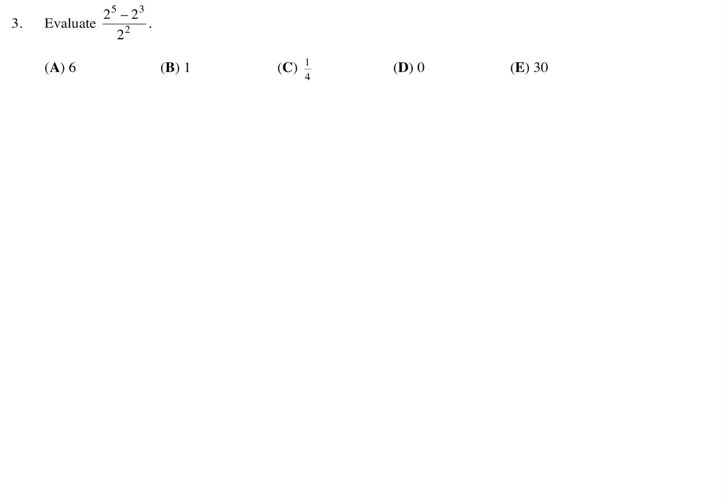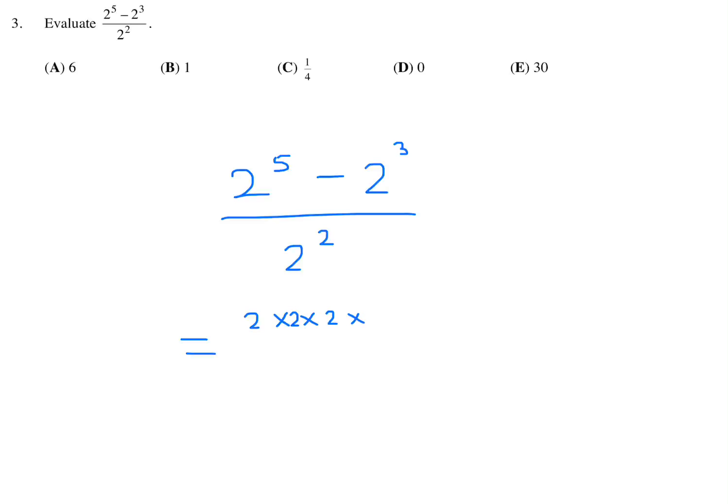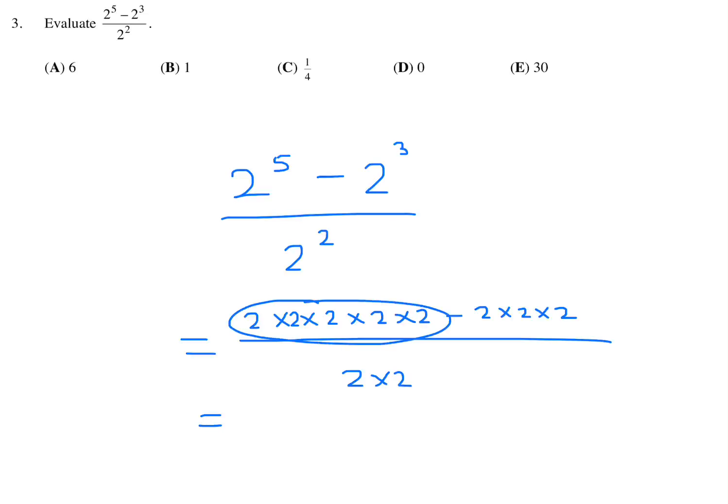Evaluate this expression. So 2 to the power of 5 minus 2 to the power of 3 all over 2 to the power of 2. So 2 to the power of 5, of course, is 2 times 2 times 2 times 2 times 2, like that. We got 5 2's in there. 2 to the power of 3 is 2 times 2 times 2, and 2 to the power of 2 is 2 times 2.